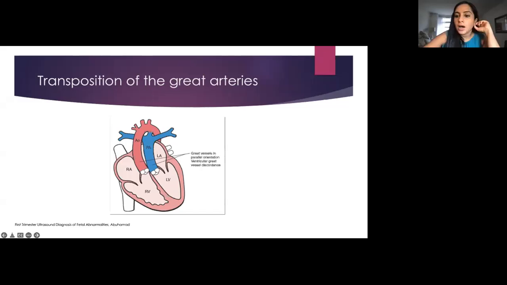So complete transposition of the great arteries is a common cardiac malformation with AV concordance and ventricular arterial discordance. So this means that there is normal connection between the atrium and the ventricles, which we can see here. The right atrium is connected to the right ventricle through your tricuspid valve, and the left atrium is connected to the left ventricle through the mitral valve. But there's switched connection of the great vessels. So you can see that your pulmonary artery is arising from the left ventricle and your aorta is arising from the right ventricle.